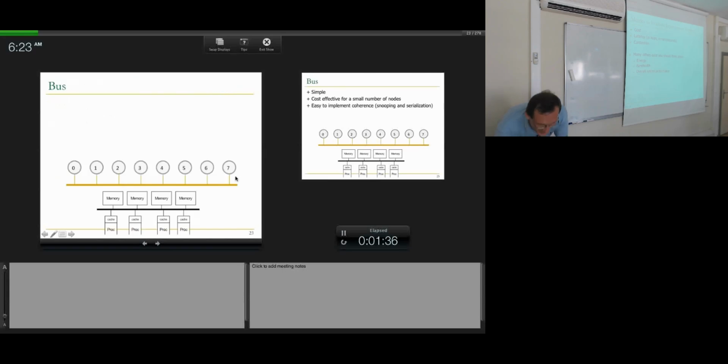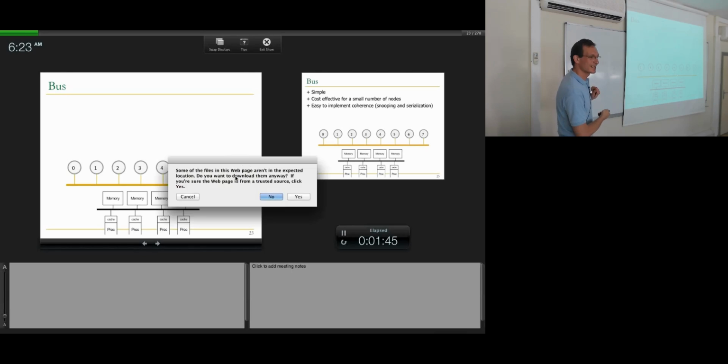Today my PowerPoint requires a lot of attention. Okay, bus is a very simple topology. Basically, you have a bunch of nodes, and they're connected via this bus to each other. Another example is here. You have a bunch of caches that are connected via a bus to different memory banks.